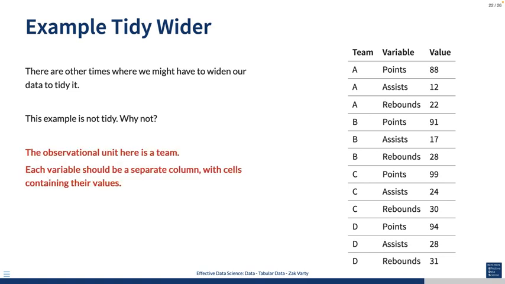So the reason that this data isn't tidy is because each observational unit in this example is one team. For our data to be tidy, we want each variable to be stored in a separate column and each cell to contain the values of those variables. At the moment, we have one column that describes all variables, and the values are stored in a separate column. So what we need to do is pivot this into a wider format in order for it to be tidy.